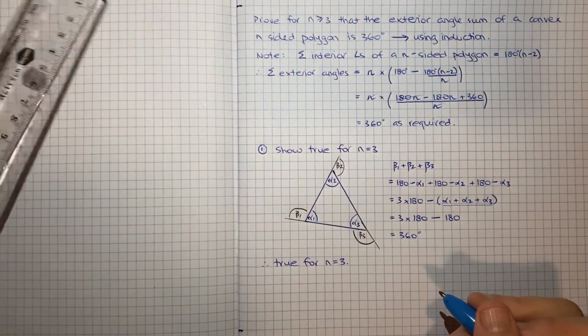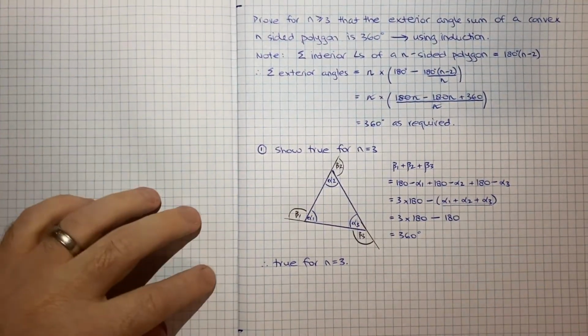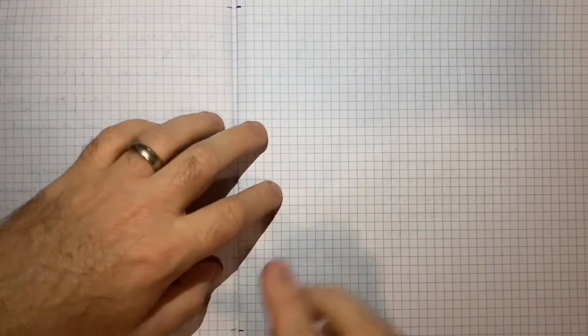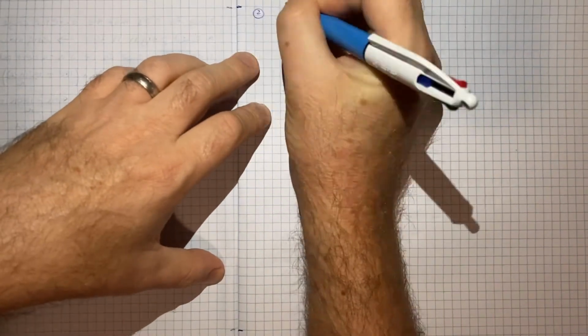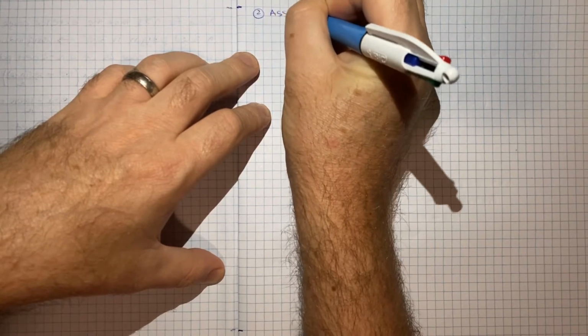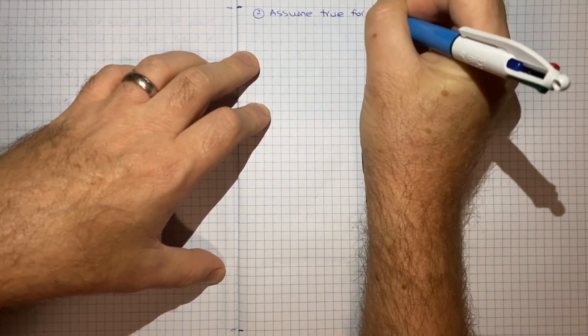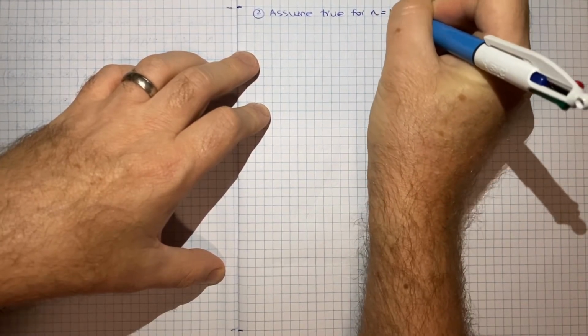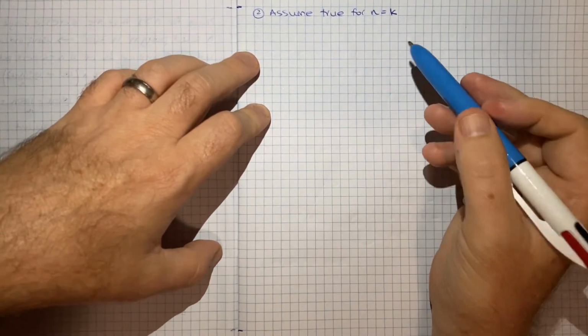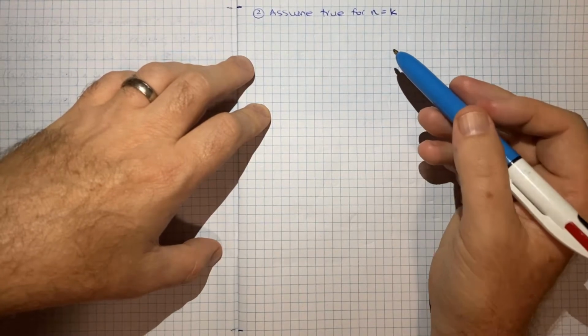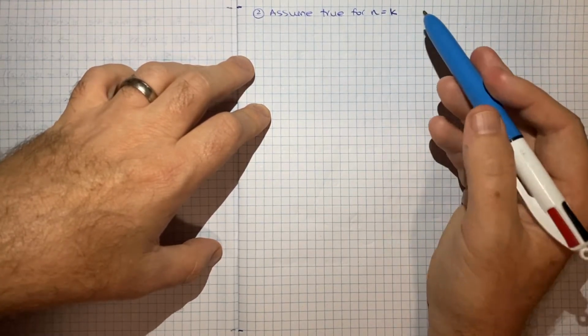Alright, I might turn over, because for step 2 we are going to assume the result is true. So assume true for some n equal to k. And I think what's going to be helpful here is if we draw up a diagram. So we have a k-sided polygon.